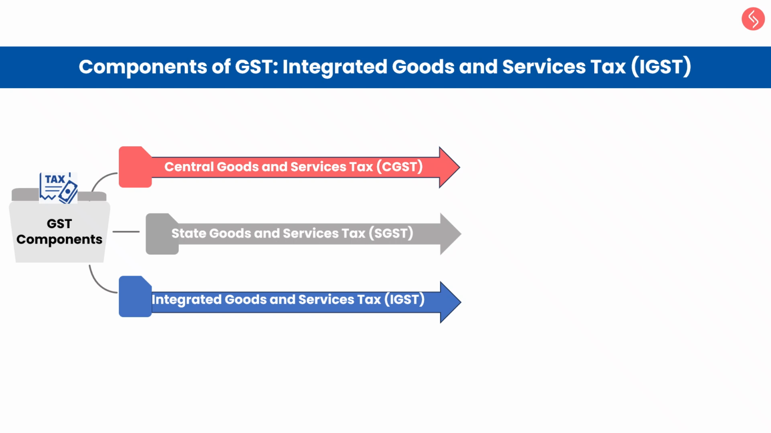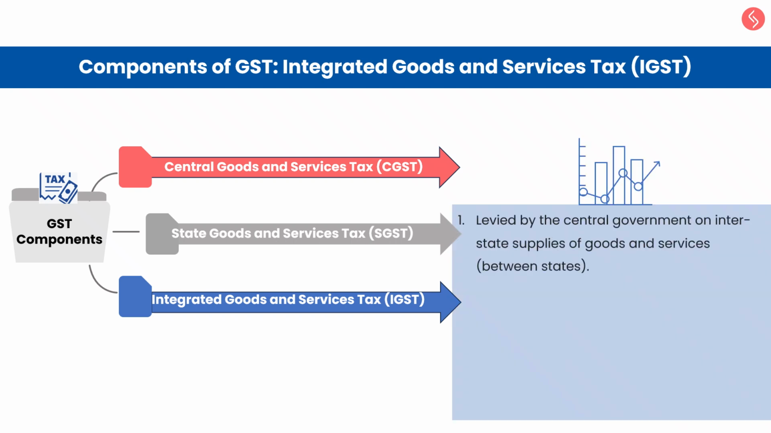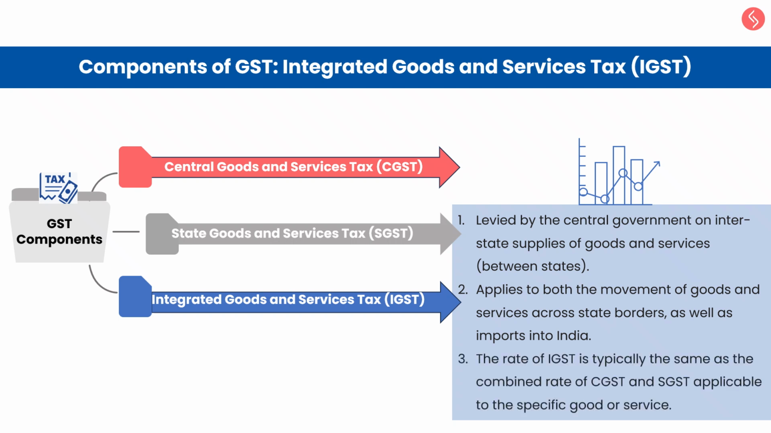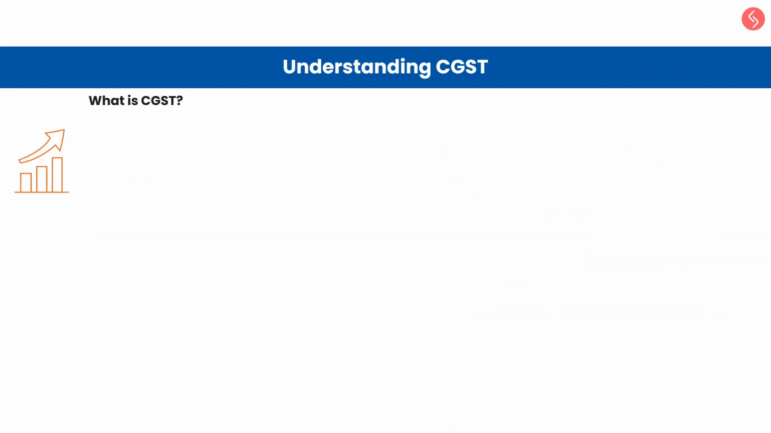Integrated Goods and Services Tax. Levied by the central government on interstate supplies of goods and services between states. Applies to both the movement of goods and services across state borders as well as imports into India. The rate of IGST is typically the same as the combined rate of CGST and SGST applicable to the specific good or service.